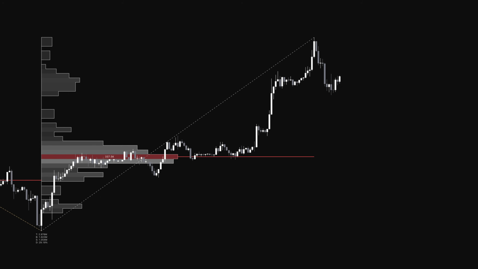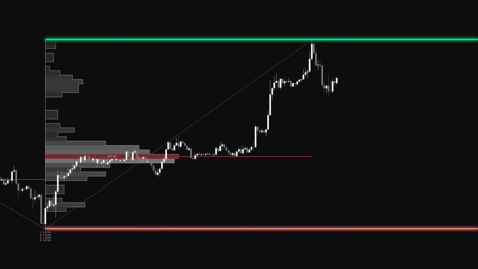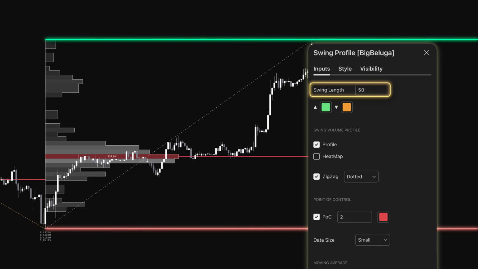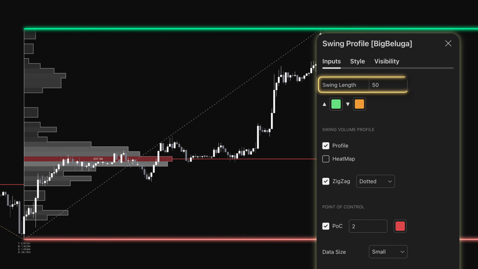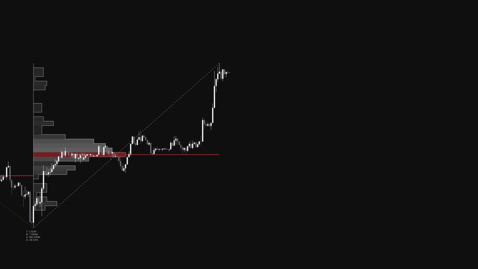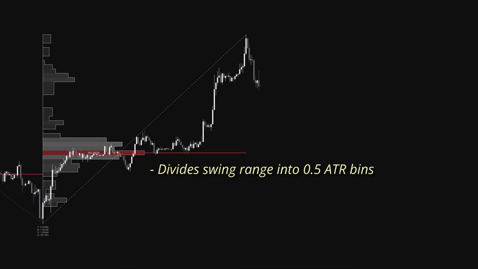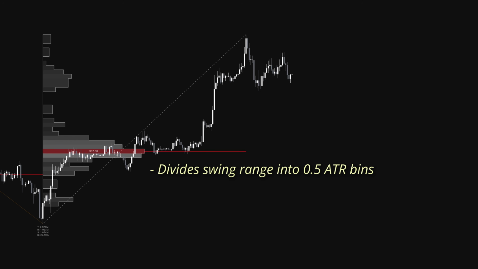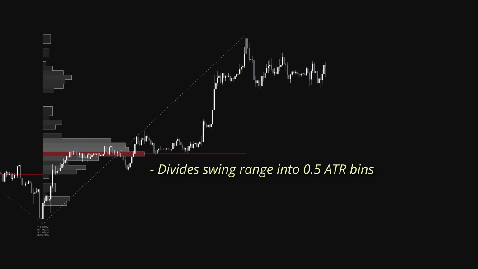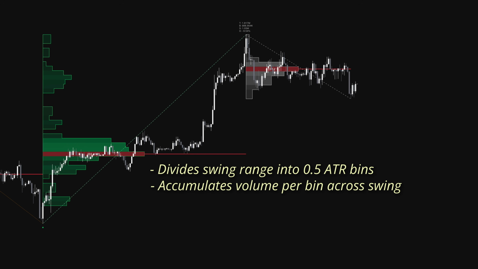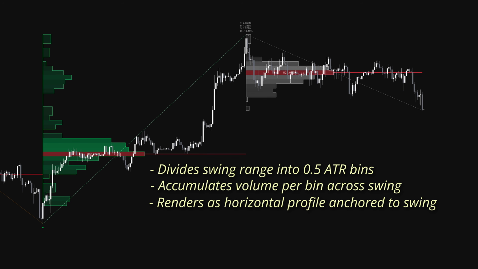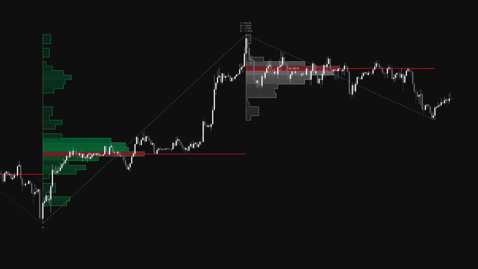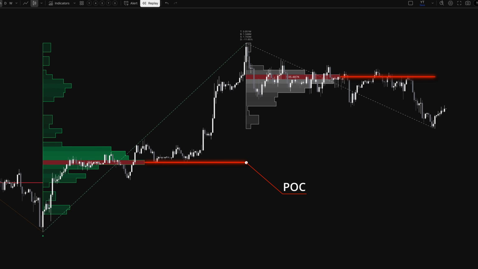The detection logic uses highest high and lowest low over a user-defined swing length to identify pivot points, then monitors for direction changes to finalize each leg. When a swing completes, the indicator divides the price range of that leg into bins sized using half of ATR 200, accumulates volume per bin across every bar within that swing, and renders the result as a horizontal profile anchored to the swing. The point of control, the bin with the highest volume, is marked with a dedicated line.